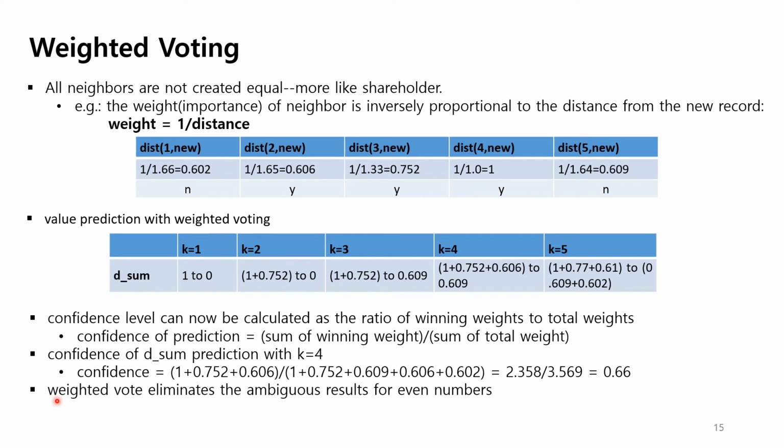And finally, if you use weighted voting, it actually eliminates the ambiguous results for even numbers. If you remember in majority voting, if you choose an even number of neighbors, sometimes you have a tie in the number of class values. But in weighted voting, you don't have to worry about it because every weight value is not an integer anymore. It is a real number, so definitely you have a winner. So that's one advantage of using weighted voting.